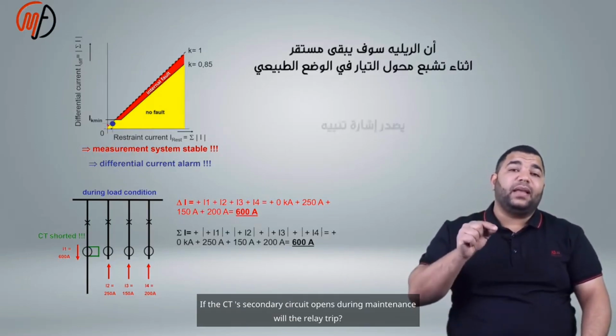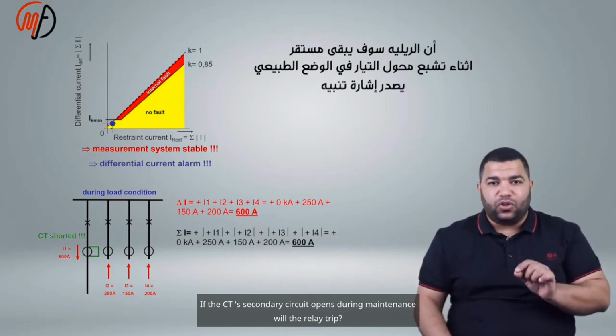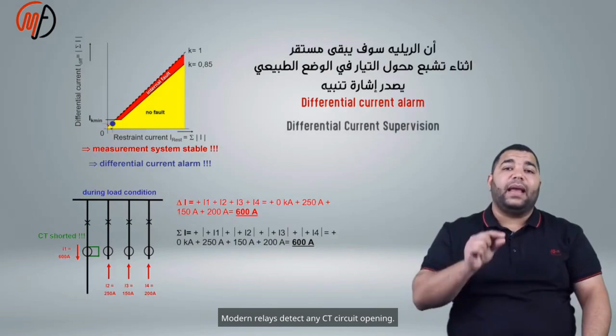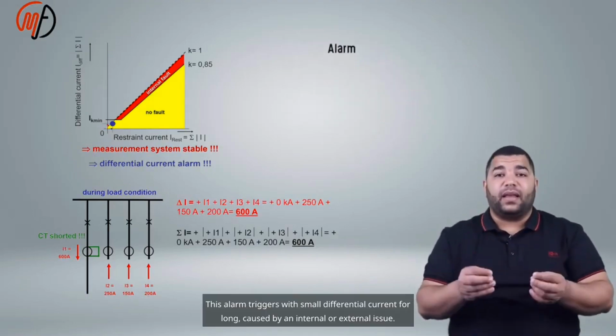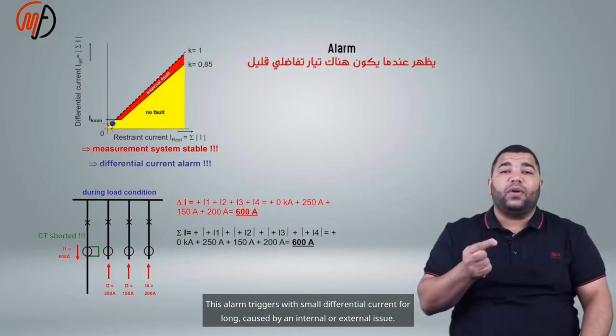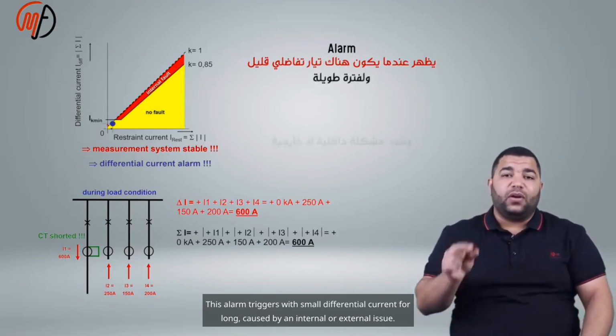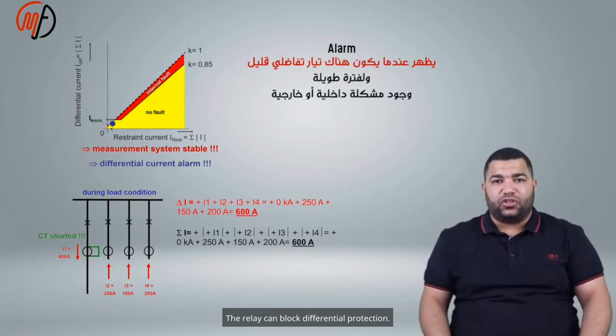If the CT's secondary circuit opens during maintenance, will the relay trip? Modern relays detect any CT circuit opening. This alarm triggers with small differential current for a long time, caused by an internal or external issue. The relay can block differential protection.